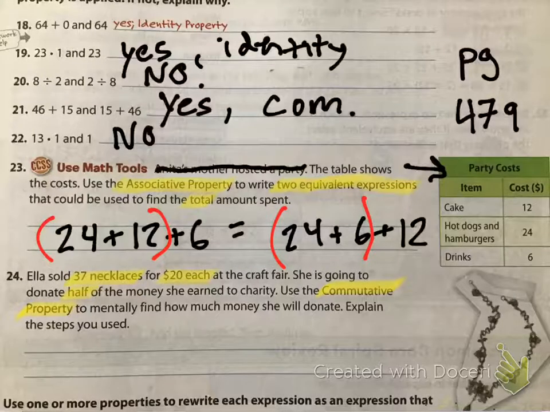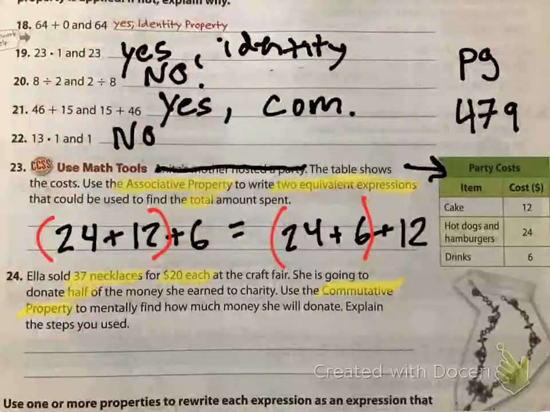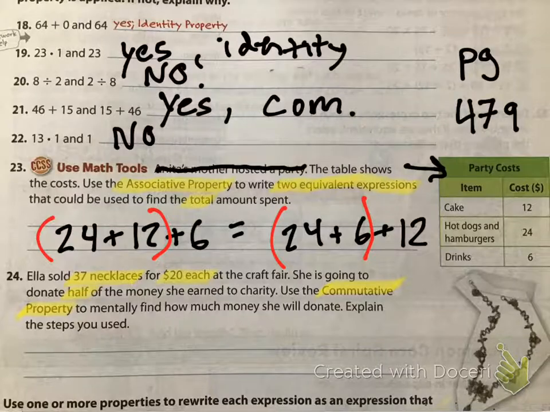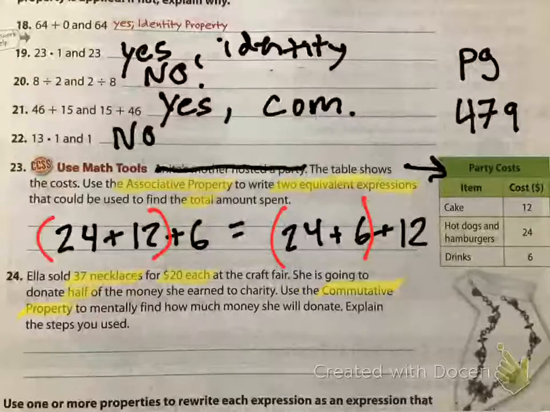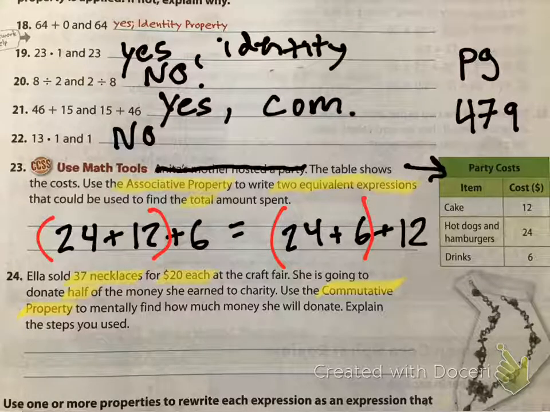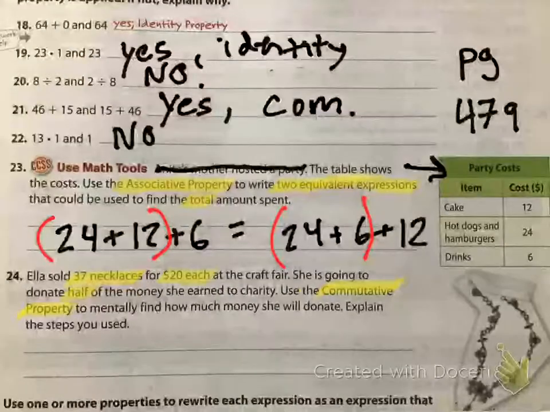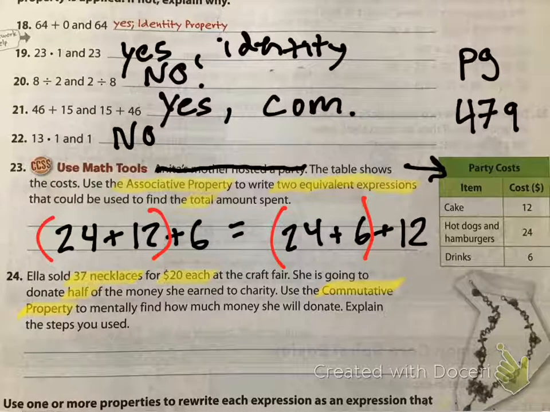So here's what we know. We need to use the commutative property. Yeah, I said that one right this time, kind of. To mentally find out how much money she will donate. So, exactly. When we're doing the commutative property, who can give me an expression that we use to follow the property? I want to see a new hand.